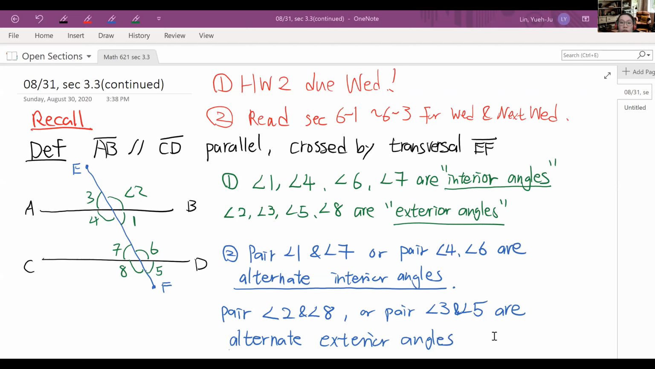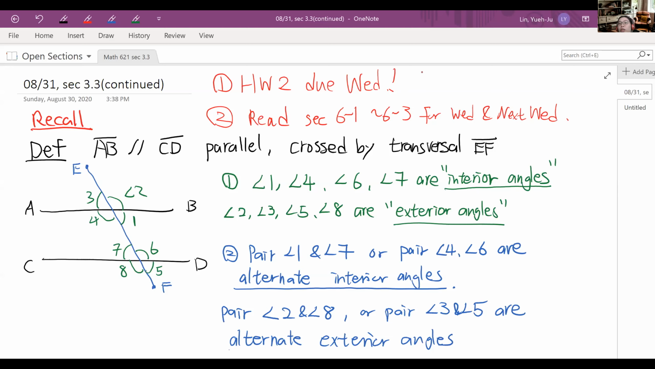And don't forget that homework 2 is due on Wednesday. I already wrote it down for you. And then another thing is that please read ahead. We're going to finish 3.3 today. After this, on Wednesday and also next Wednesday, I'm going to talk about Hilbert's axiomatic system. So I would highly recommend everyone read in advance sections 6.1 to 6.3 for Wednesday's class and also next Wednesday.